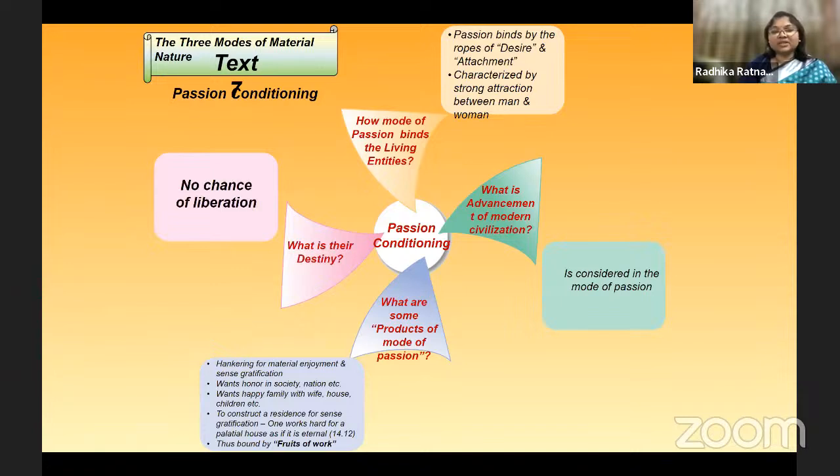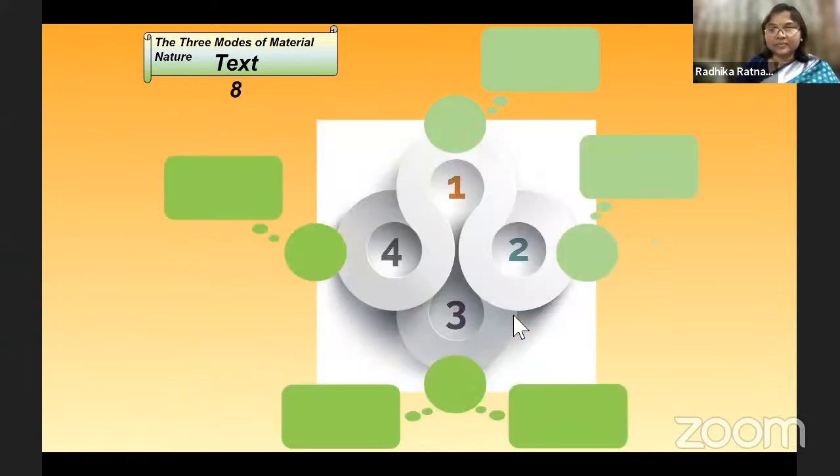Similarly for passion conditioning: hankering for material enjoyment, sense gratification, wanting honor in society and the nation, wanting a happy family, wife, house, children, etc. To construct a residence for sense gratification, one works hard for a palatial house as if it is eternal. But once we leave this gross body, we have to leave everything we have built, isn't it? So that's bound by the fruit of work, and such an individual again comes back to this earth. So we should always try to stay away from all these things because that is not the ultimate goal.